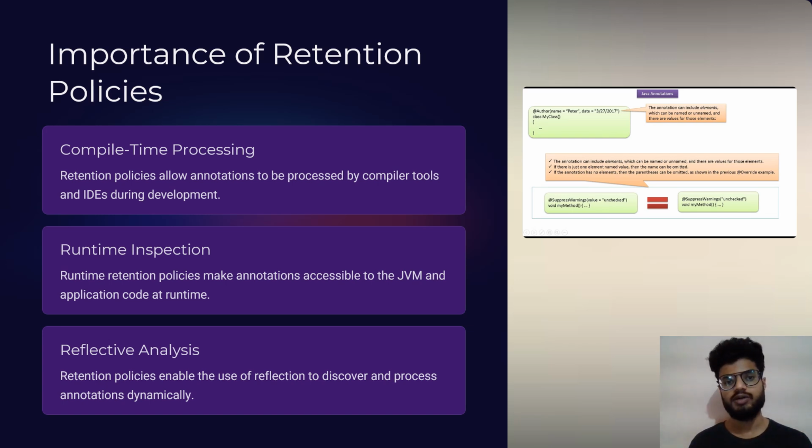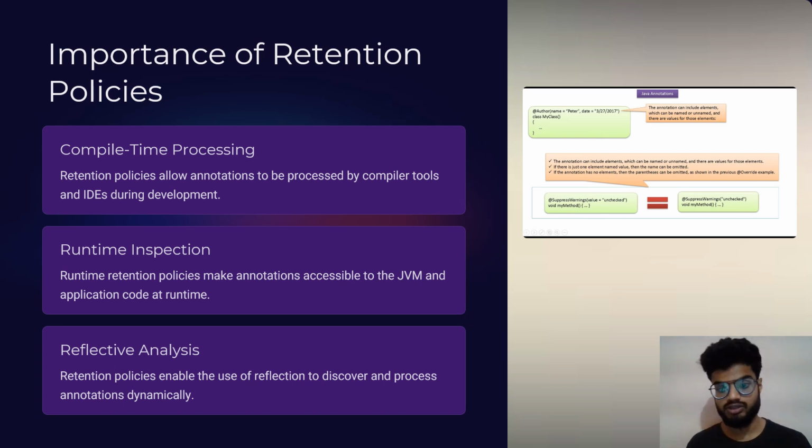The first one is compile time processing. The retention policy allows the annotation to be processed by the compiler tools and IDE during development. The second point is runtime inspection. The runtime retention policy makes the annotation accessible to the Java virtual machine and the application code at runtime. Here are the different types of retention policies which are available.